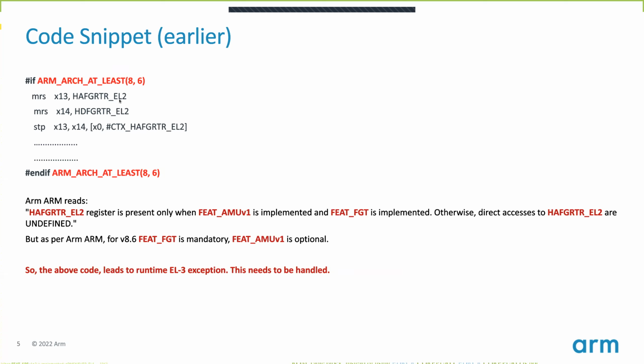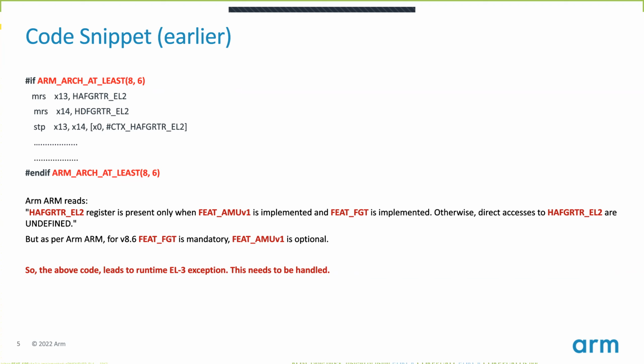So if we have built TFA for 8.6, during runtime we will go and access this register. But internally, feature FGT is mandatory for 8.6, but AMU V1 is not. So in this case we are accessing this register unconditionally. In order to remove this kind of unconditional access, we thought we had to handle it in a better way rather than depending on the architectural versions.